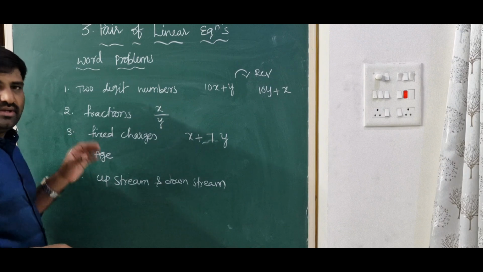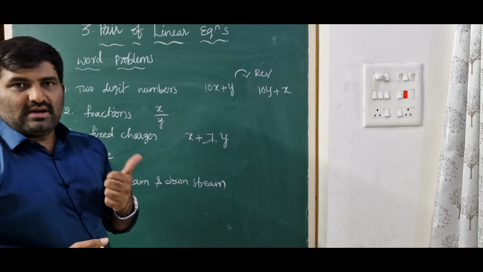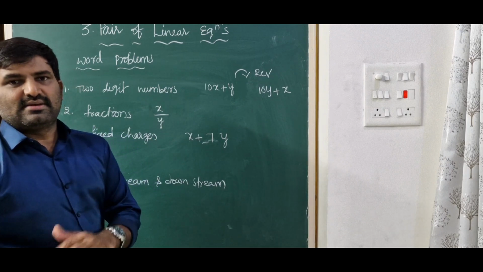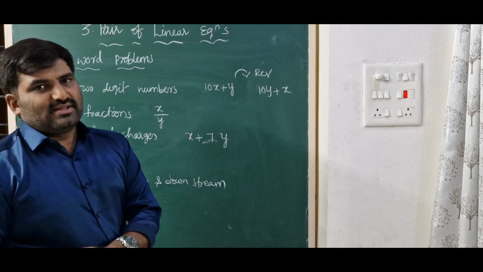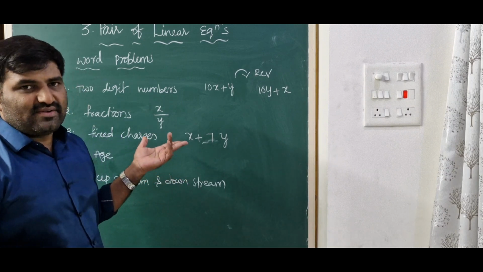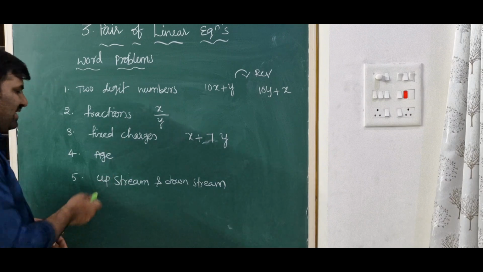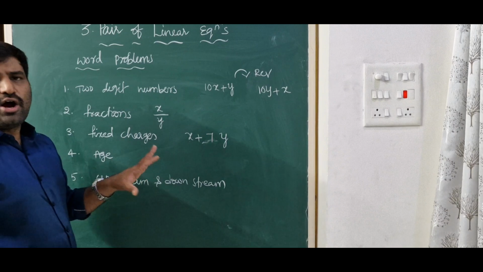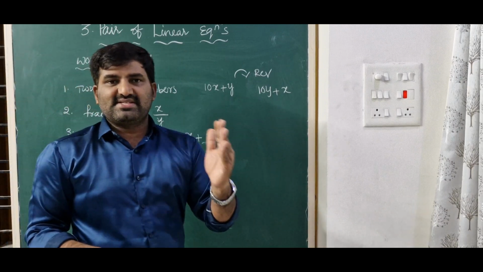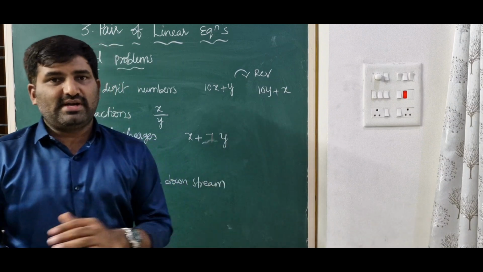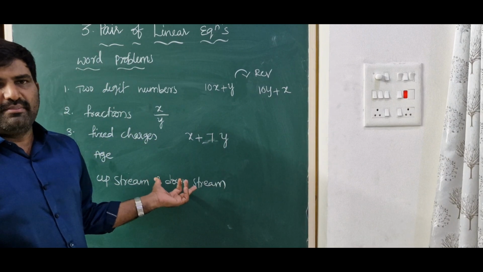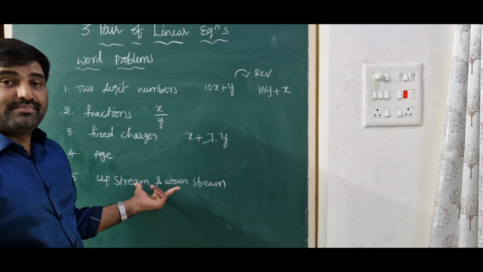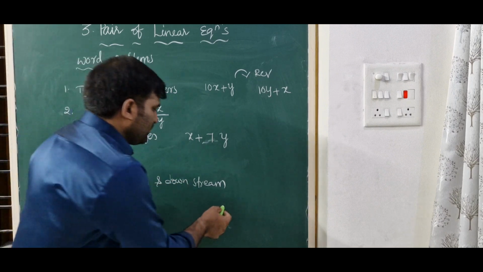Next, age questions. Age questions: father and son, mother and son, or mother and daughter, and father and 2 kids. This question is also repeatedly asked, so focus on that. Next, upstream, downstream. This is like a HOTS question. In previous exams it was important, like before 2020 or 2021. But now maximum will not get, even though you can learn how to frame the equation for this question.